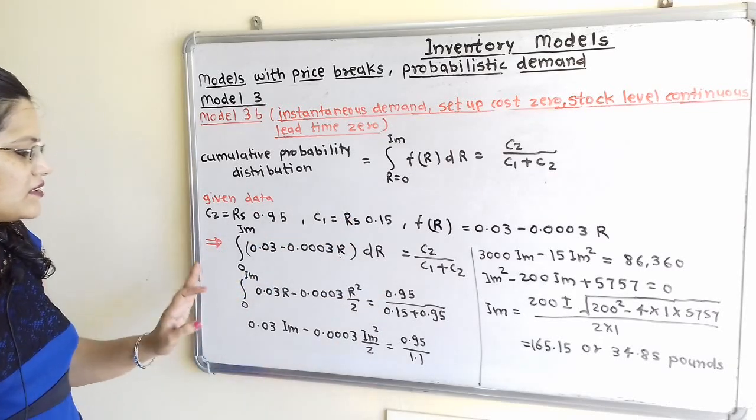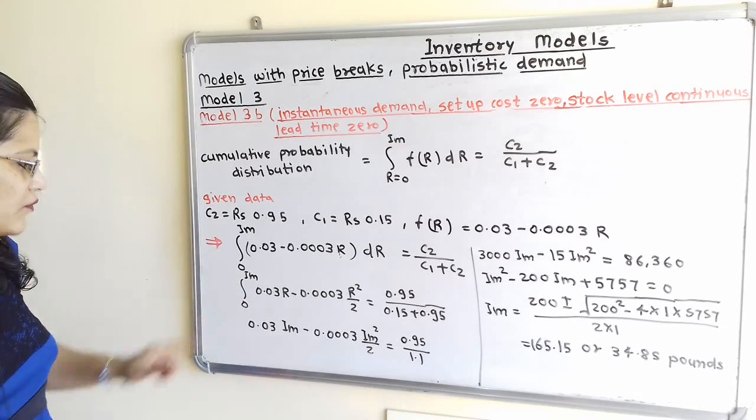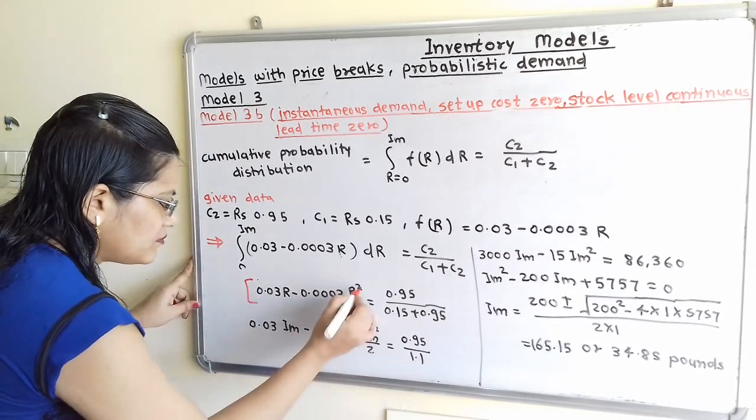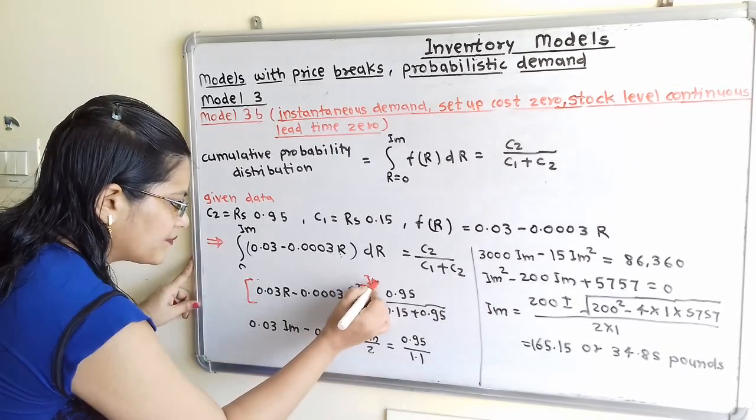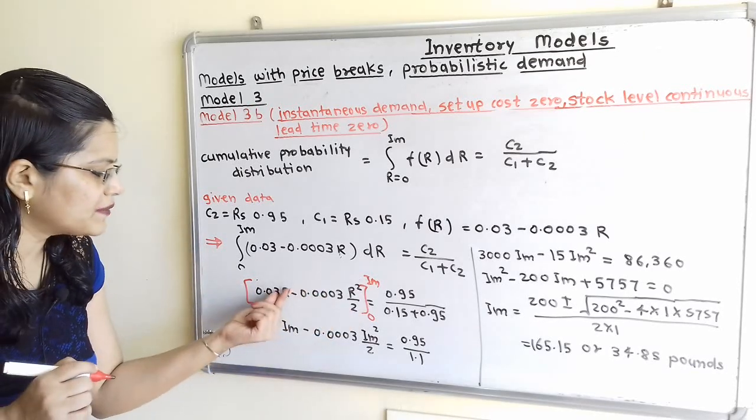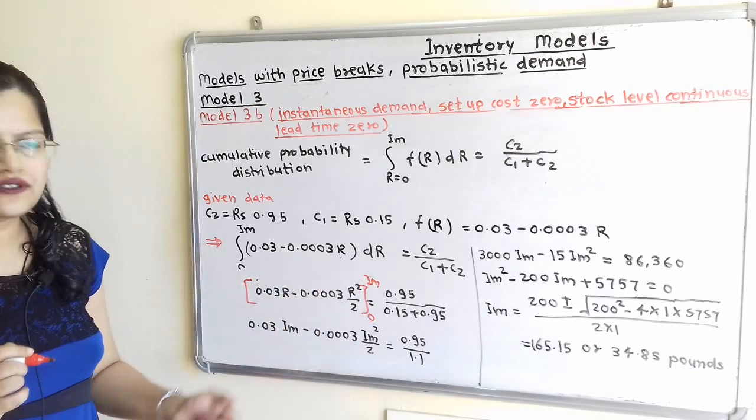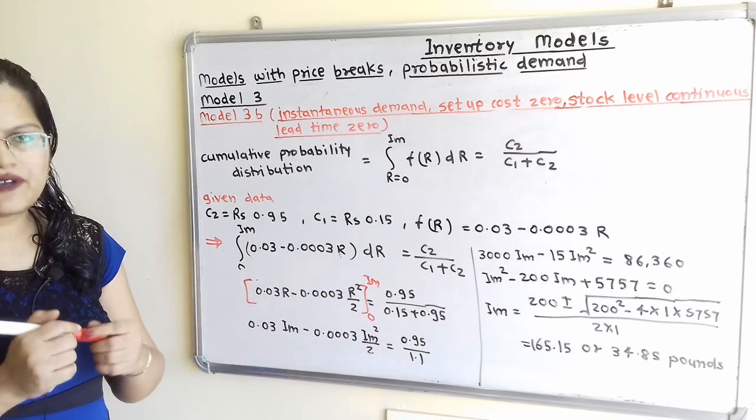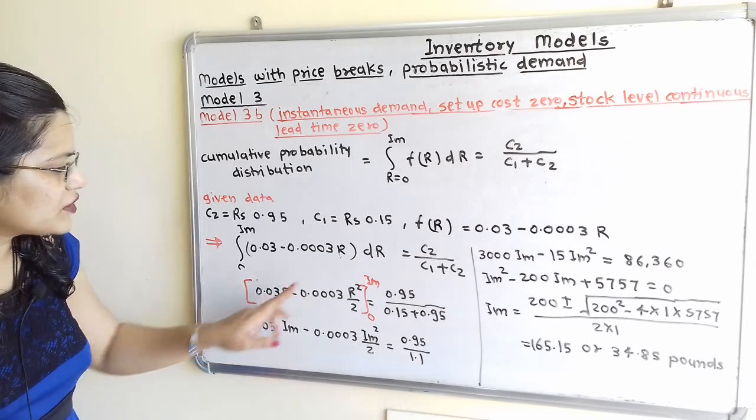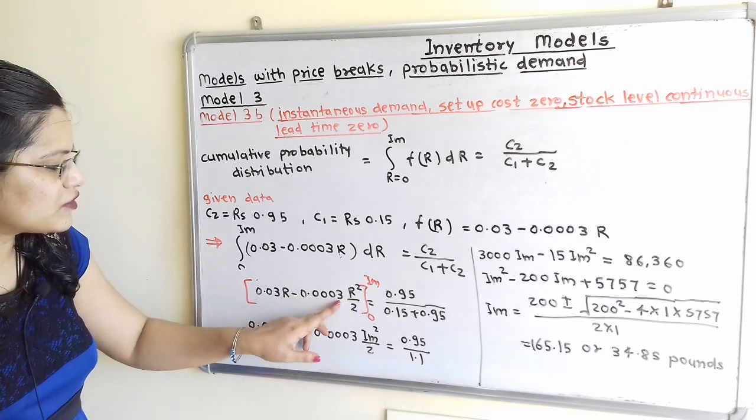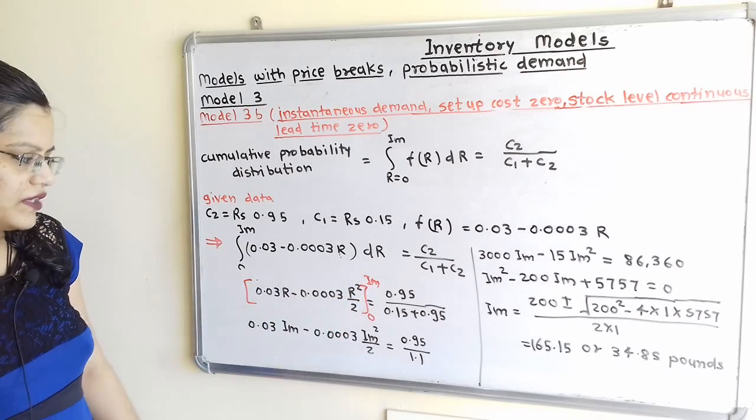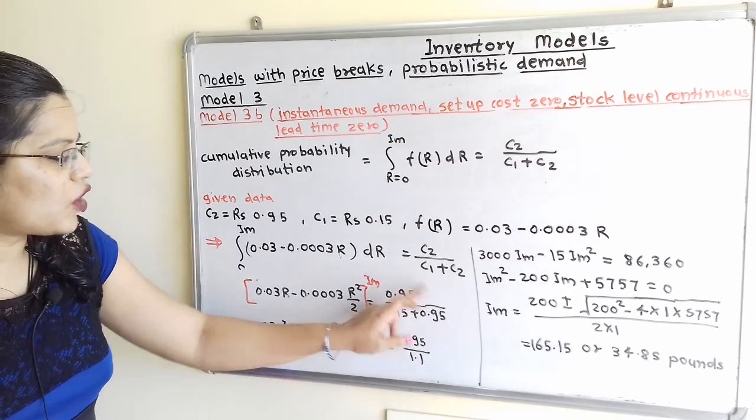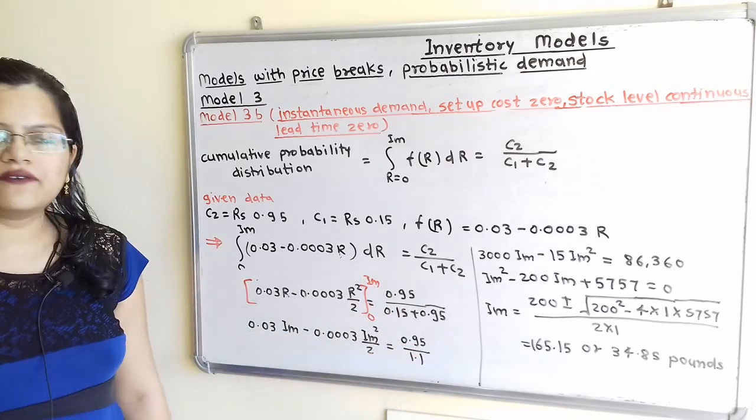Now we will solve this integration. If we observe, we have to put here a square bracket and here 0 to Im. Now first we have to put Im instead of r and then we have to put 0. When we put 0, the whole term becomes 0. So we will write the term when we put the Im only: 0.03 Im minus 0.0003 Im square by 2. Now minus, if we put 0, then this whole term will become 0, which is equal to, on the right hand side, 0.95 divided by 1.1.